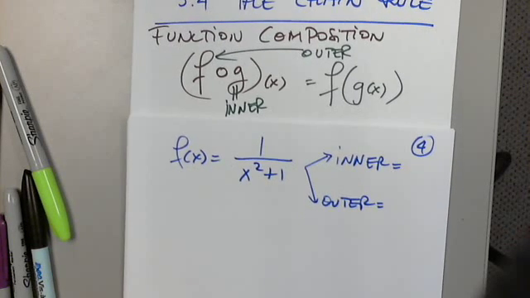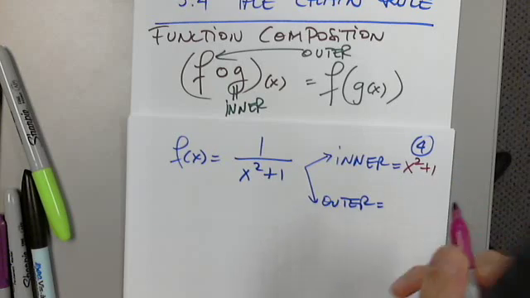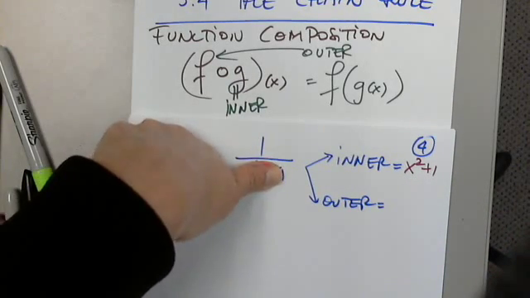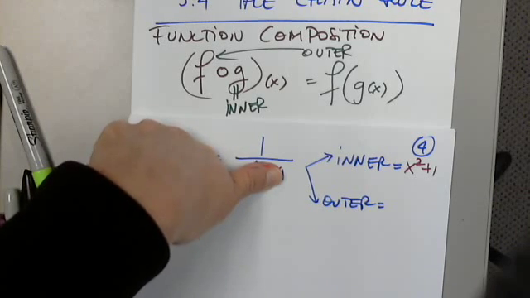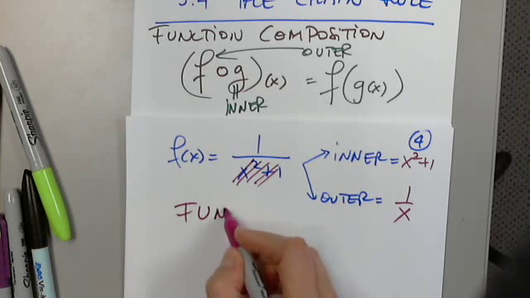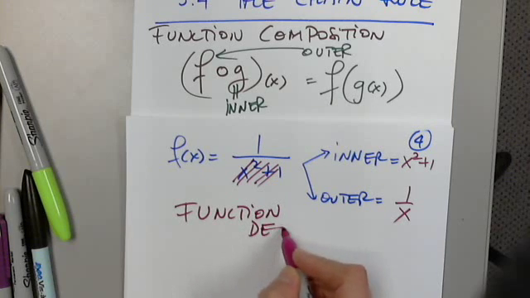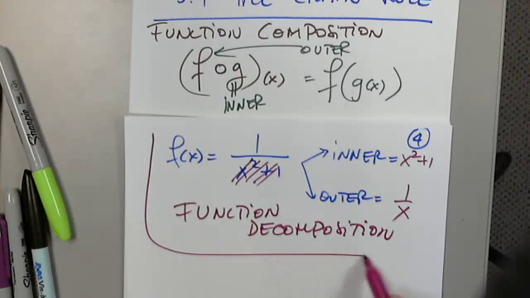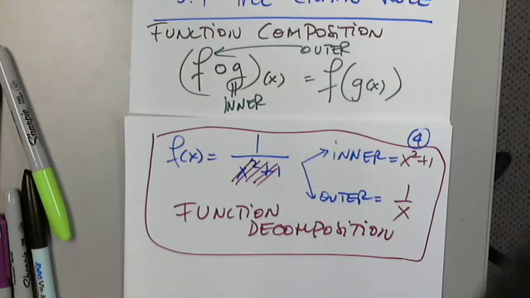What would be the inner? X squared plus 1. Exactly, right? This would be the inner. Once I get a number, just one number, what is the outer? That's it. Because I plug in x squared plus 1 in 1 over x. And that's how I get this function. This is called function decomposition. We decomposed the function into an inner and the outer.